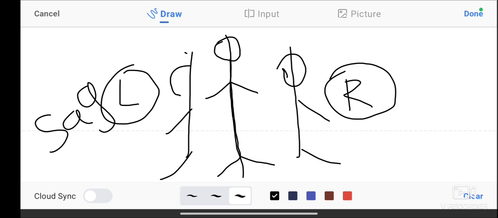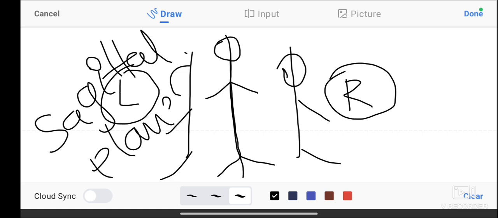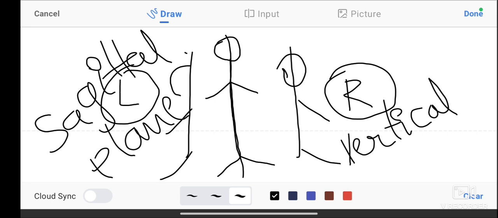the sagittal plane. Okay, this is about the sagittal plane. Once again, I will tell: this is a vertical plane. Vertical plane means vertically dividing a human body part into right and left side. Okay, this much you can understand.